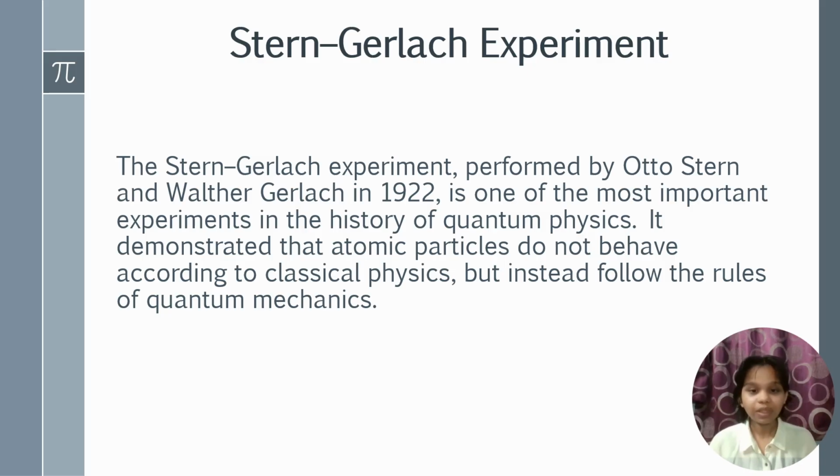as well. In this experiment, we study the behavior of atomic particles when they pass through a non-uniform magnetic field and see if they behave according to the rules of classical physics or as per the rules of quantum mechanics. This experiment was performed by physicists Otto Stern and Walter Gerlach in the year 1922.